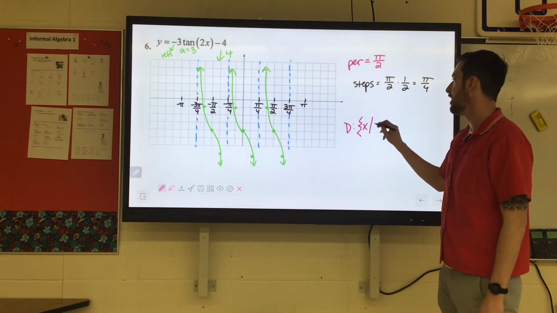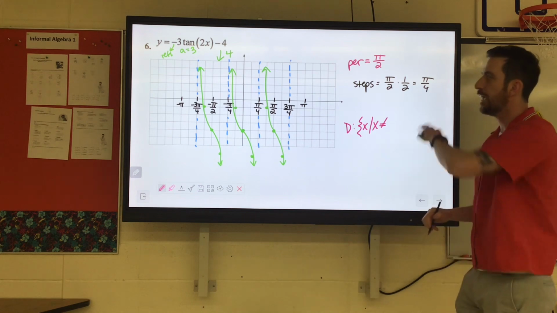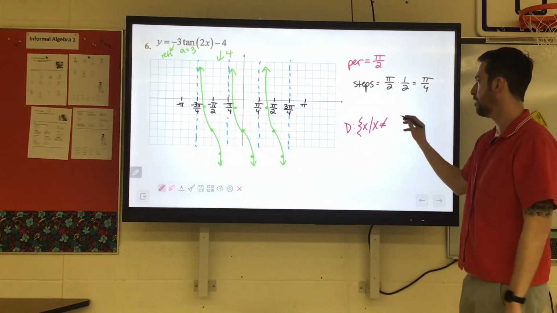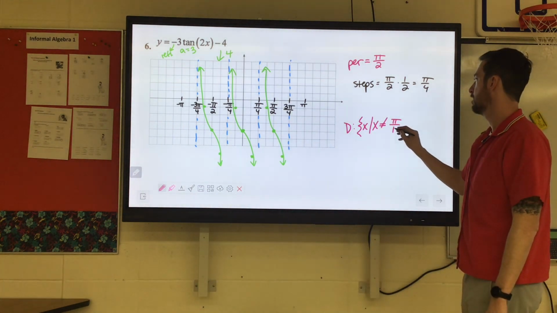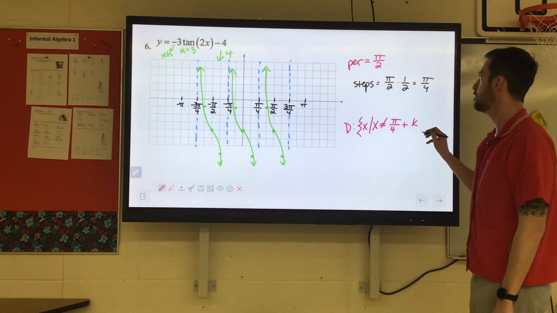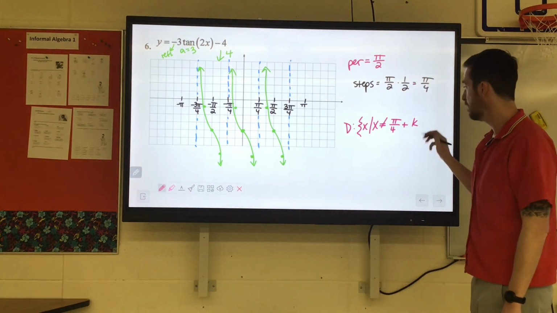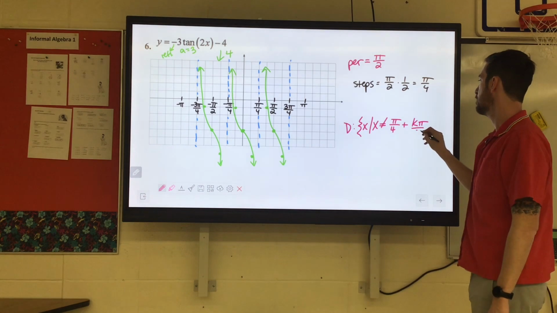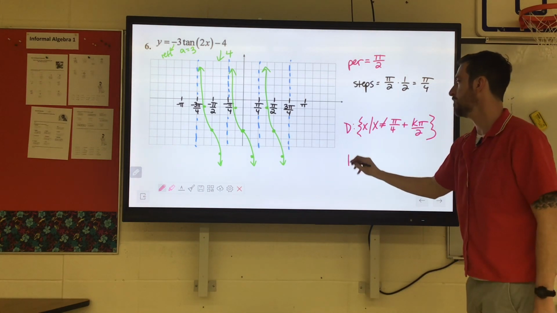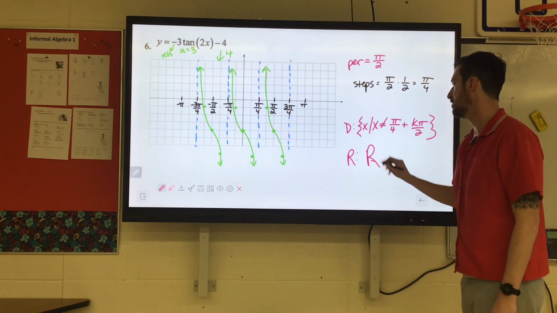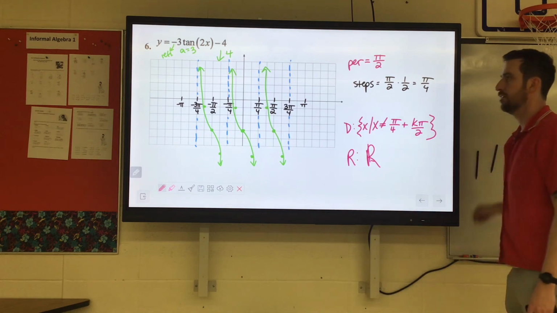All right, domain: x such that x does not equal any vertical asymptote. I see one at pi over 4 plus k times the period. Our period is pi over 2, so k pi over 2. Range, you know it, you love it. It's all real numbers, folks. We're done.